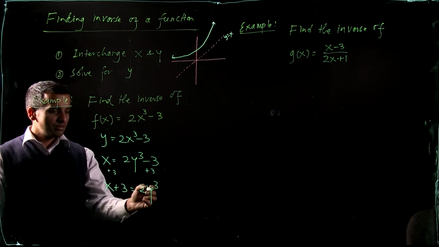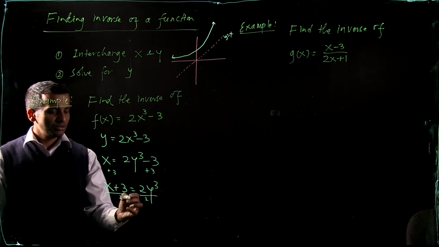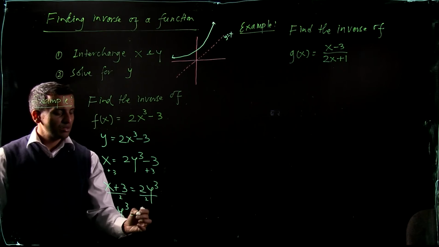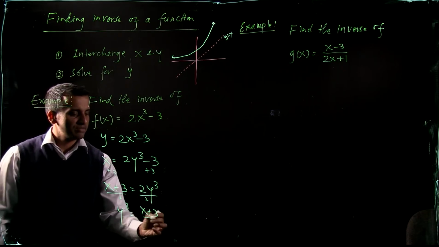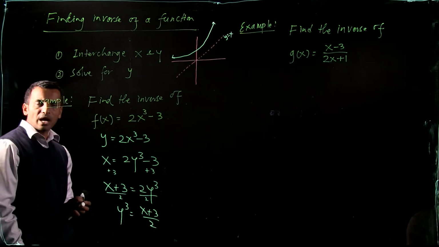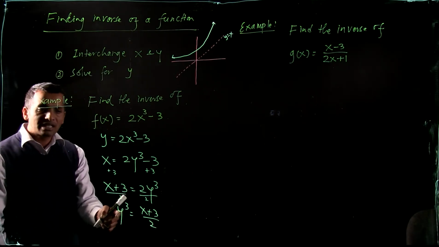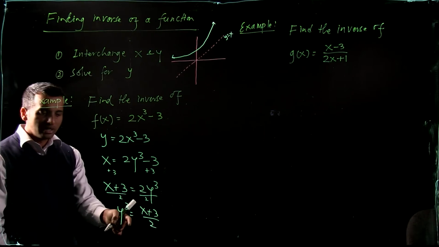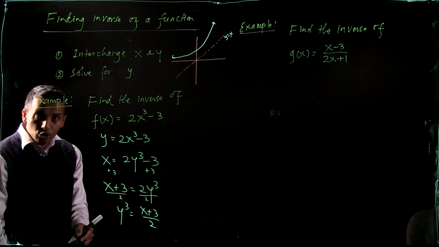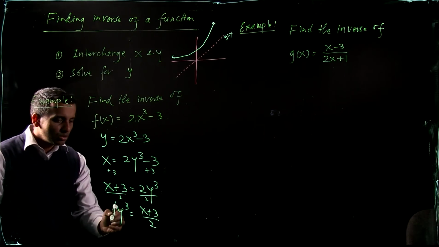What do you do next? Divide by 2. So you get y cubed equals (x plus 3) divided by 2. Now you want to solve for y, right? You want to write y by itself, not y cubed. Solve for y. So what do you do? You take the cube root. You're right. Take the cube root.